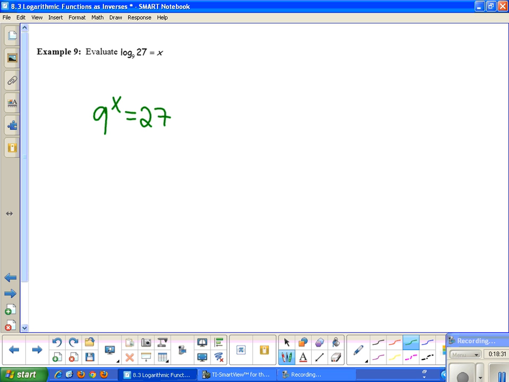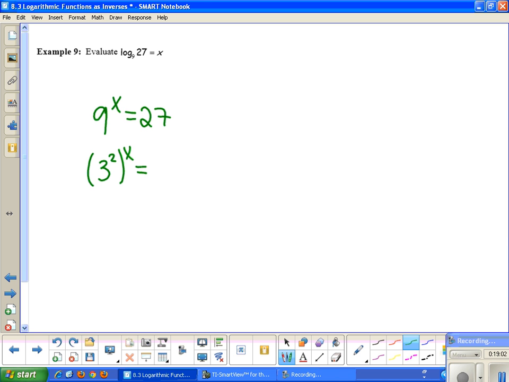So I want to get a common base. Well, I can simplify 9 because remember 9 is really the same thing as 3 squared. And the reason I'm going to do that is because I don't have a base 9 that I can get 27 with. Because if I try 9 to the 2nd power, that is equal to 81, and 9 to the 1st power is 9, which is not 27. But I know 3 can reach 27. So 9 is the same thing as 3 squared, so that didn't change my equation.